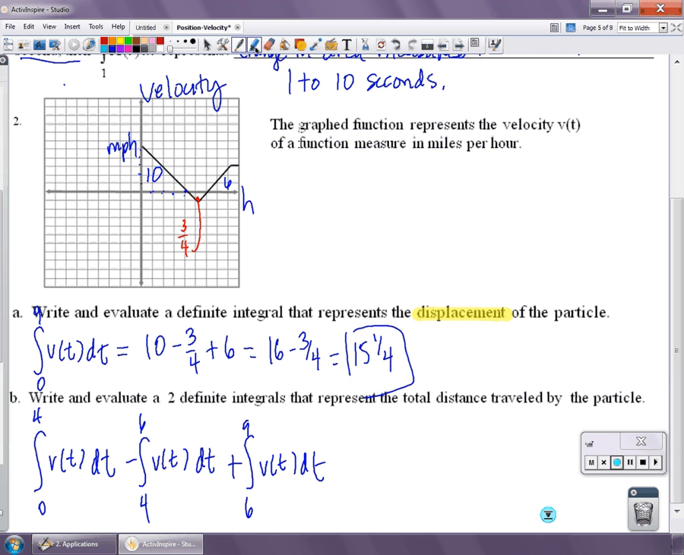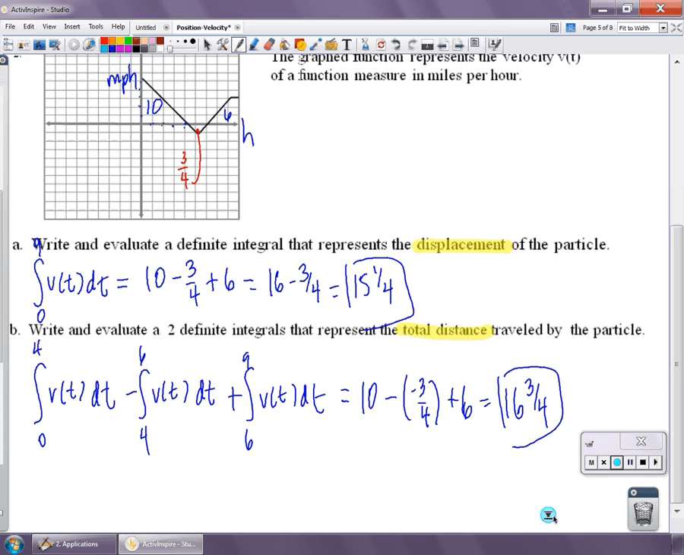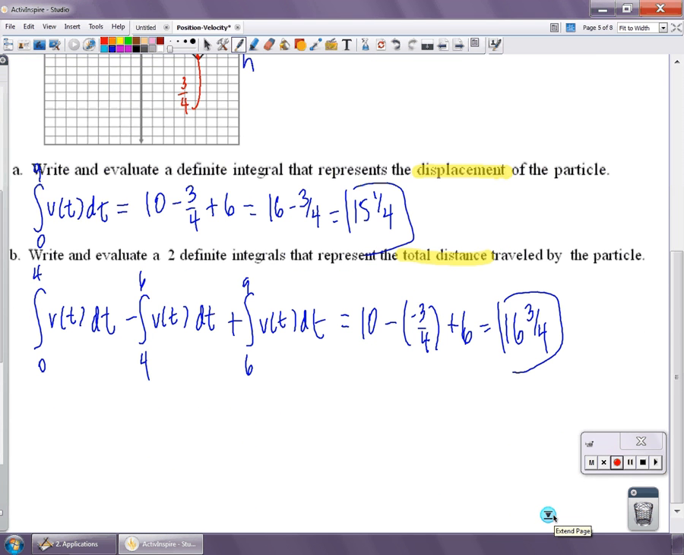Where's my highlighter? There it is. Total distance. So I want total area, so that'll be 10 minus negative 3/4 plus 6, so that gives me 16 3/4 is the total distance traveled. Just kind of reviewing, making sure you understand the difference between displacement and distance traveled. Let's see what else we have back here.